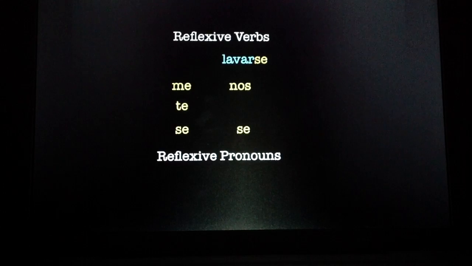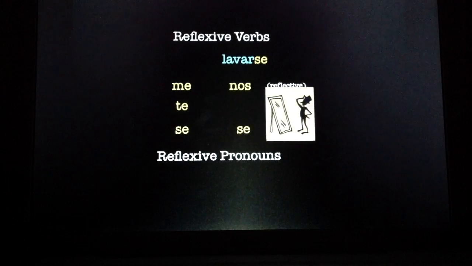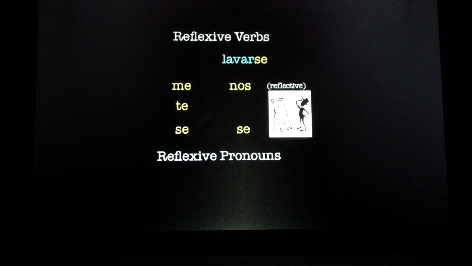Some people have a hard time with this, so think of it this way. Think of them as reflective pronouns, because these words literally reflect back on who is doing the action. I'm washing me, you're washing you, we are washing ourselves. Sometimes that's helpful.